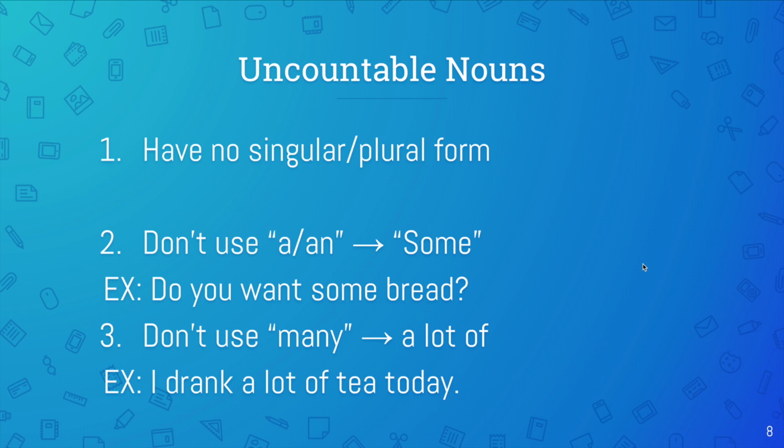Okay, now uncountable nouns do not have a singular and plural form. They're just always the same. And so, because they don't have a singular form, you do not ever want to use a or an with an uncountable noun. Instead, you can use some. Like this example, do you want some bread?